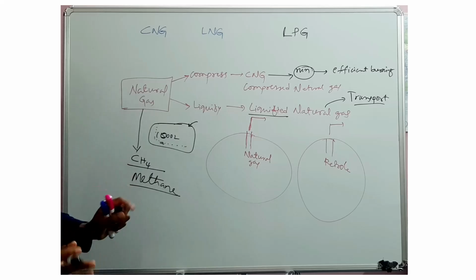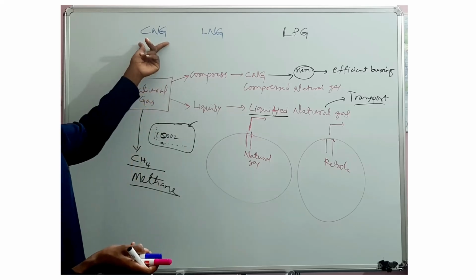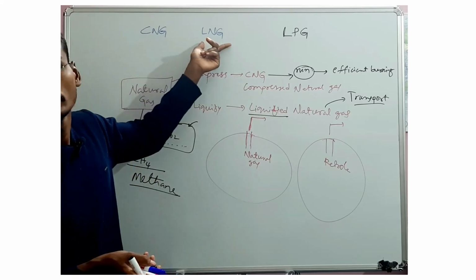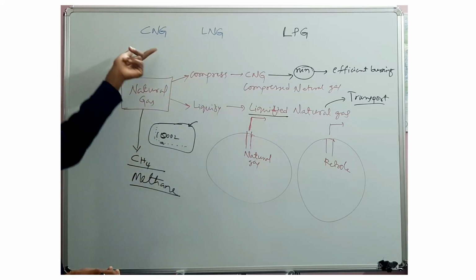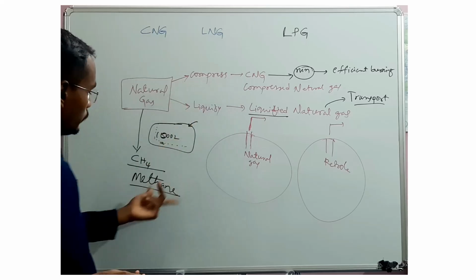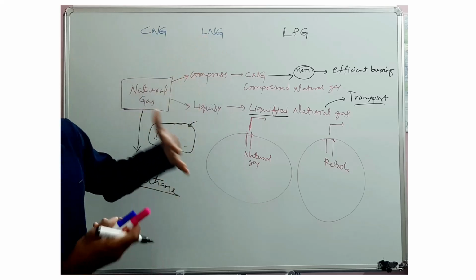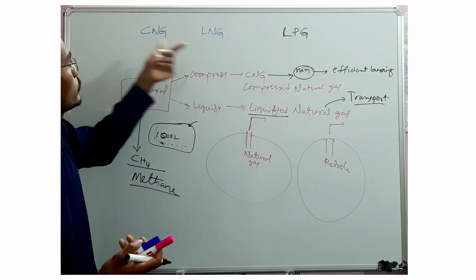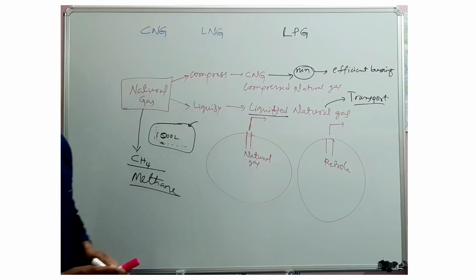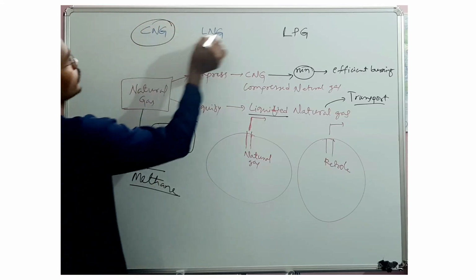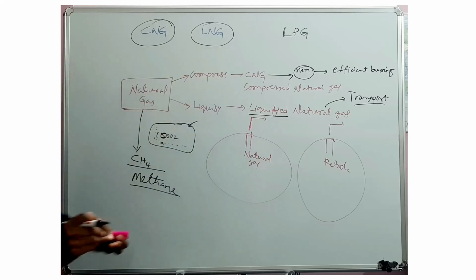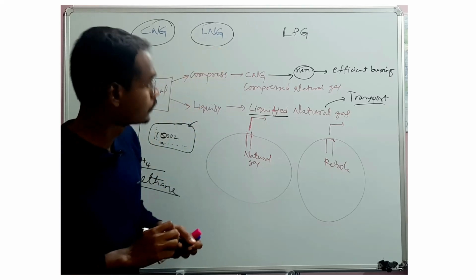Now tell me, what is CNG? Compressed natural gas. LNG? Liquefied natural gas. What's the composition of CNG? Methane only. What's the composition of LNG? Methane only. But they are in different forms. This is gaseous form, this is liquid form. I hope both of these are clear, CNG and LNG. Now comes LPG.